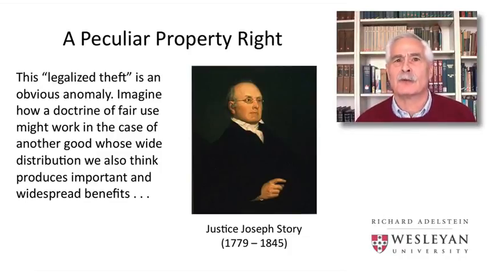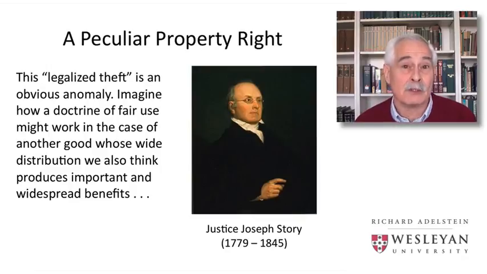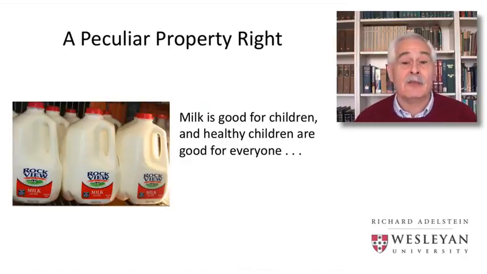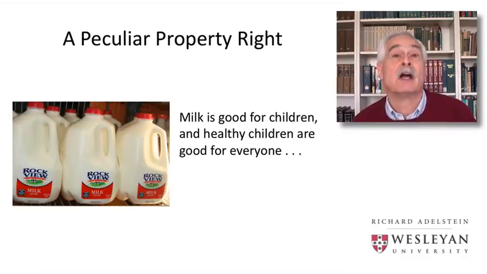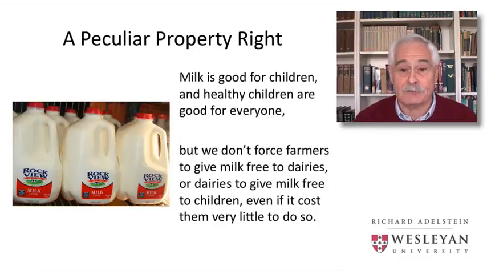This is clearly different from ordinary property rights. Imagine how a doctrine of fair use might work in the case of another good that we think is important to distribute widely and that we think produces benefits for very large numbers of people, and that good is milk. Milk is good for children, and healthy children are good for everyone, just in the same way that intellectual goods are good for all of us, informed people are good for everyone.